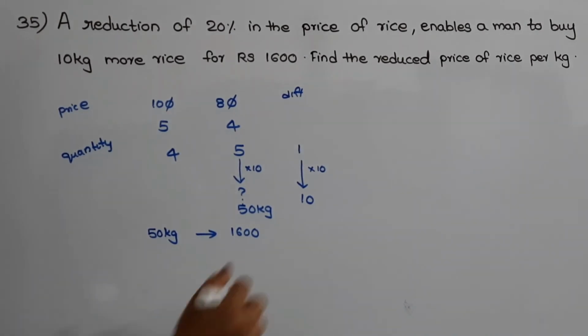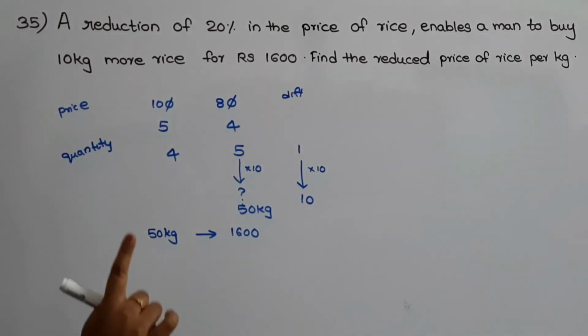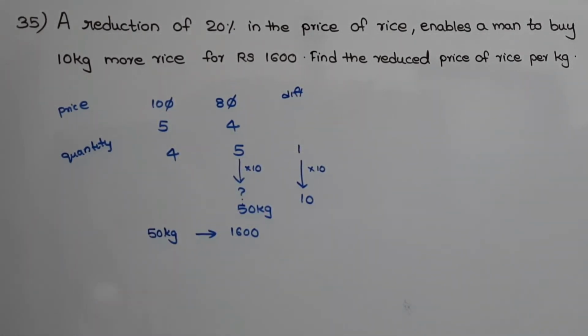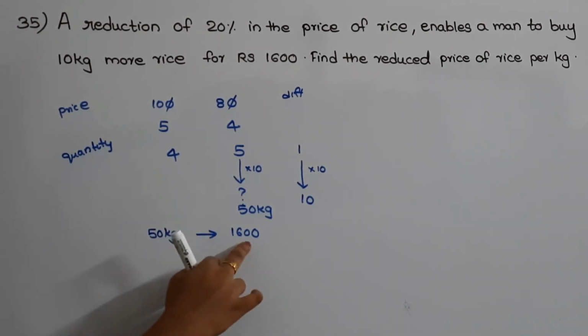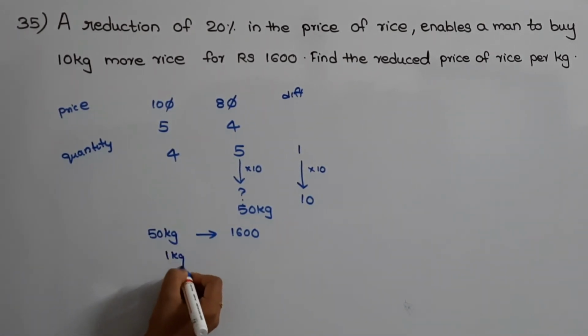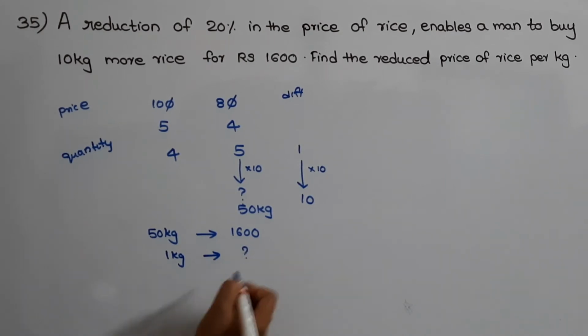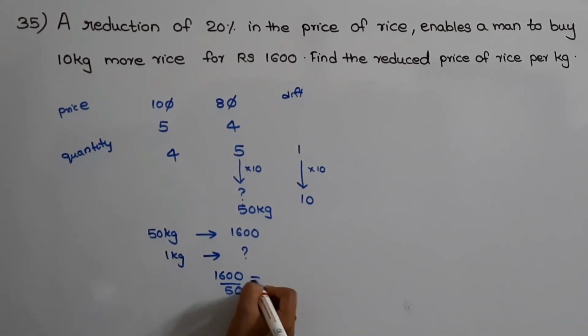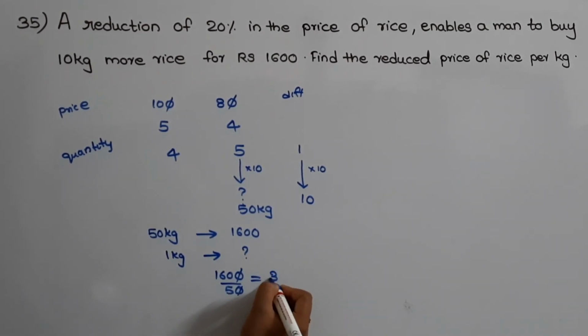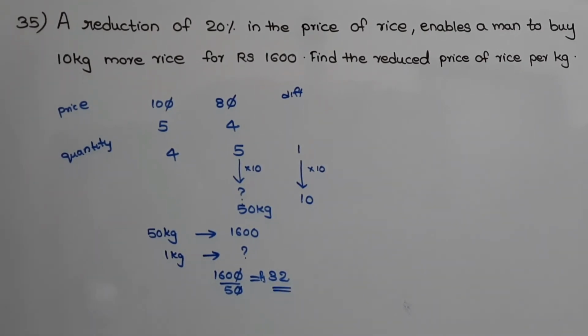So 50 kg of rice he bought for rupees 1600. They are asking us to find out the price of the rice per kg in the second condition. So if 50 kg costs 1600, 1 kg will cost what price? That will be equal to 1600 divided by this 50. On solving this we will get it as 32. So rupees 32 is the answer.